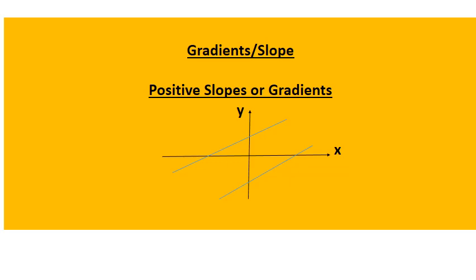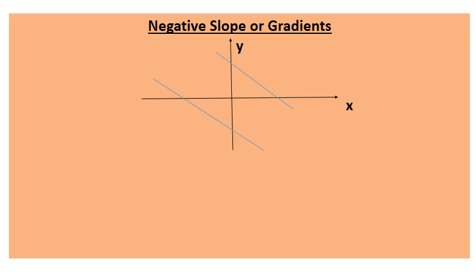Gradients and slopes. Positive slopes or gradients. As you can see, the slopes that are marked blue are positive. Negative slopes. As you can see, the slopes that are marked blue are negative.